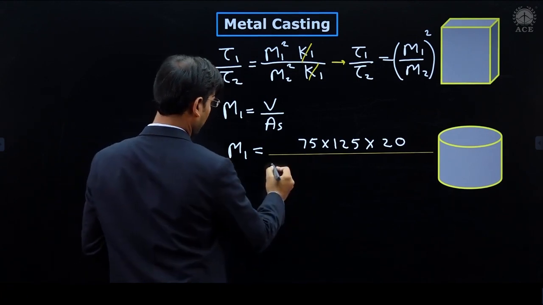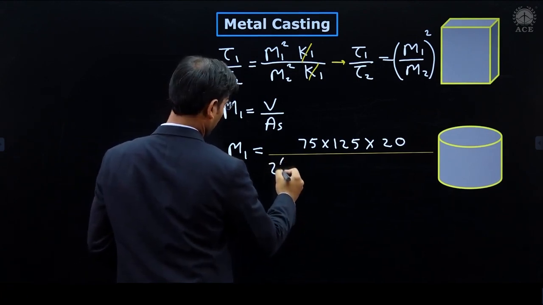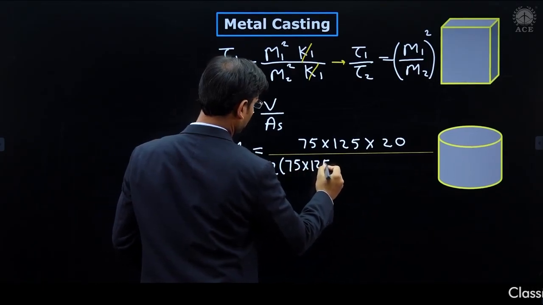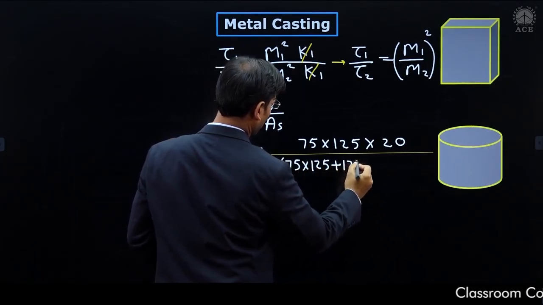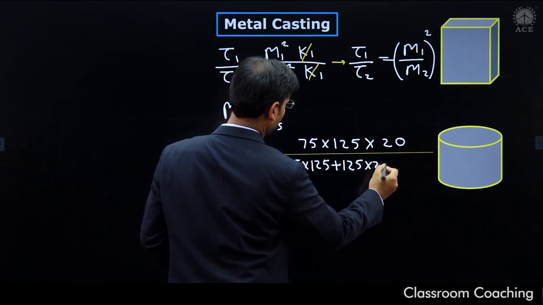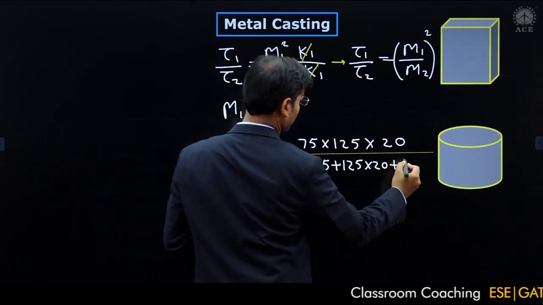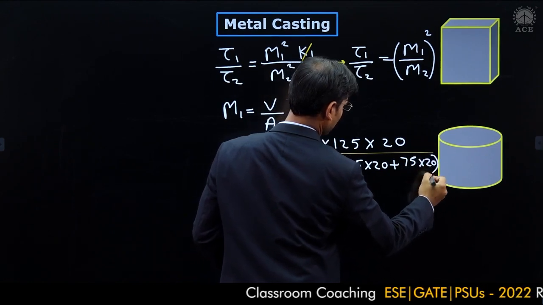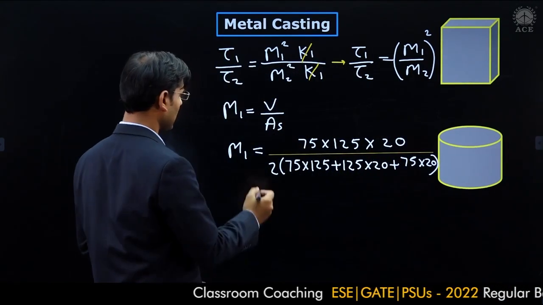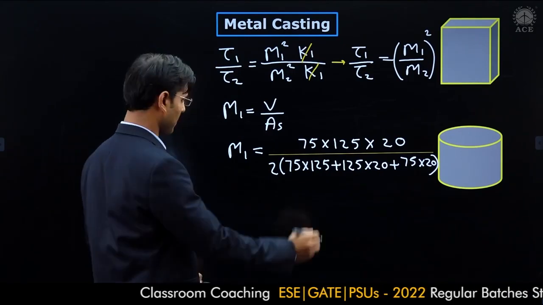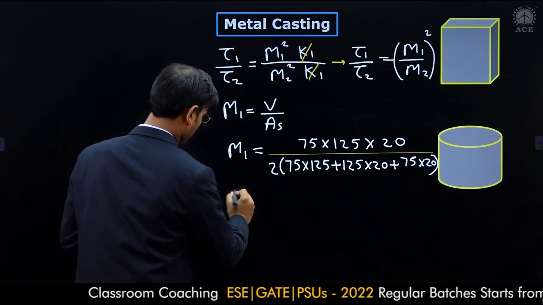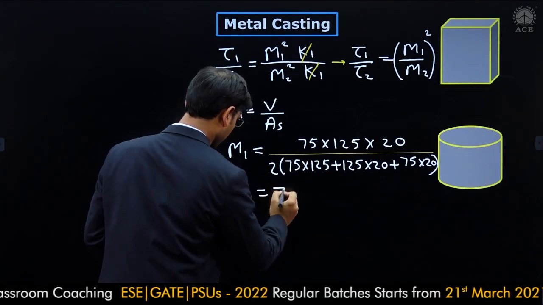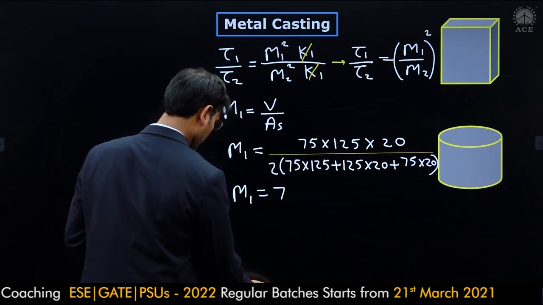I am writing the surface area: 2 into 75 into 125 plus 125 into 20 plus 75 into 20, right? Now here we will get the value of M1. Then I am writing the value of M1 is equal to 7. Now this M1 is over.